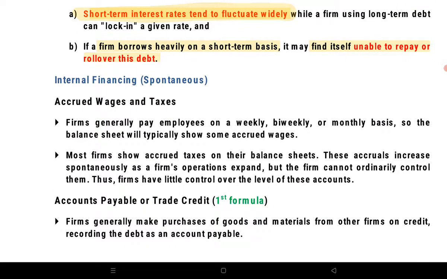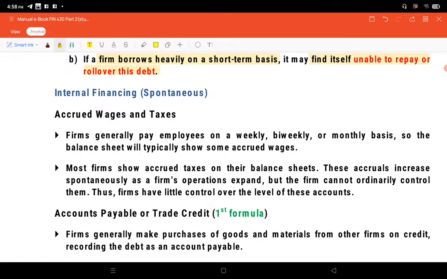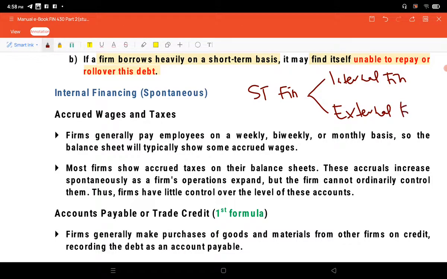Okay. So kita juga nak tengok internal financing. Okay, short term financing ni terbahagi kepada dua. Satu adalah internal financing, okay, we also have another one which is external financing. So for internal financing, normally it involves the accrued wages and taxes, the accounts payable for the company or any trade credit that they have.